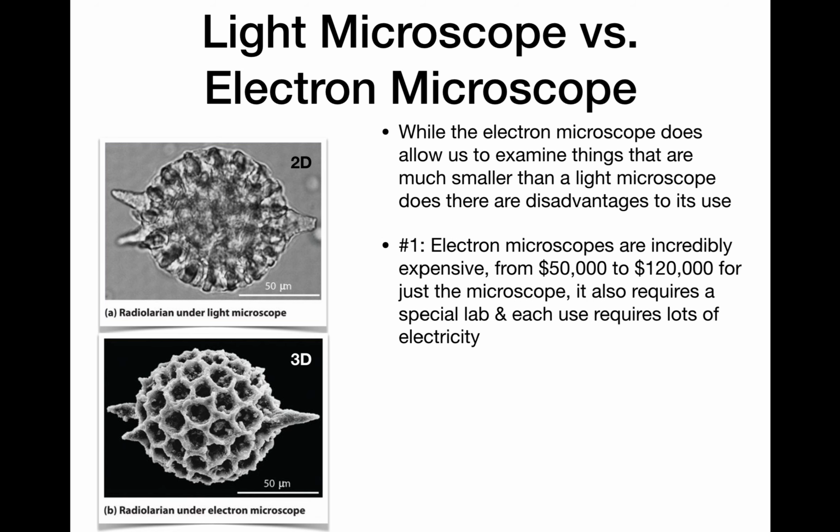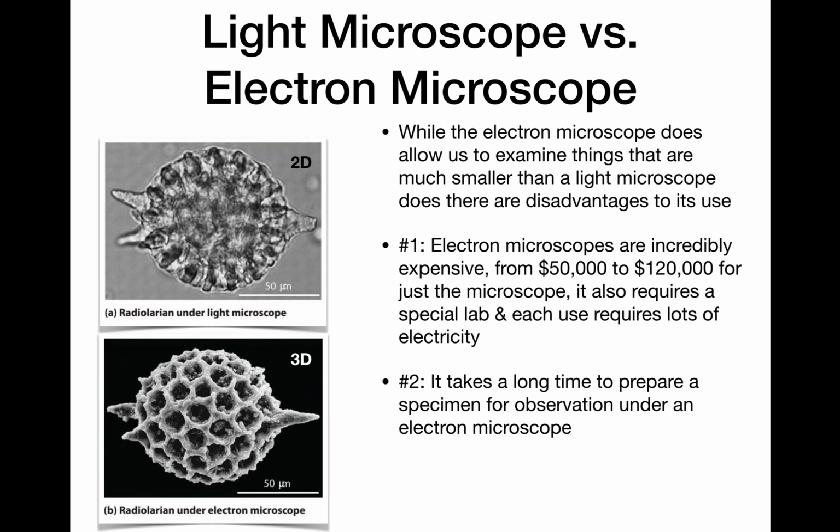First thing, electron microscopes are crazy, stupid expensive. $50,000 to $120,000 for just the microscope. It needs a special room with very careful air conditioning and cleanliness maintained, and requires a lot of electricity to actually use. It takes a long time to prepare a specimen to view it under an electron microscope.